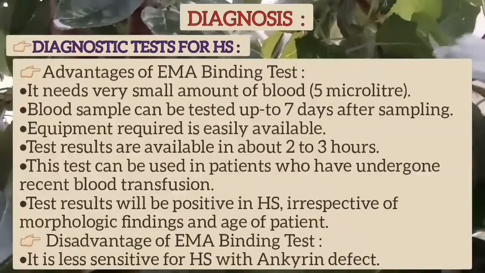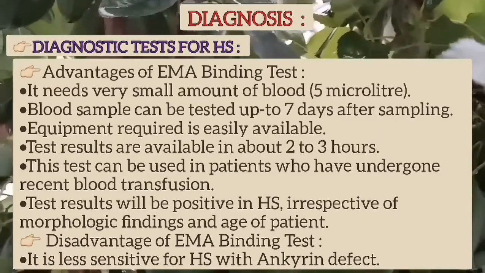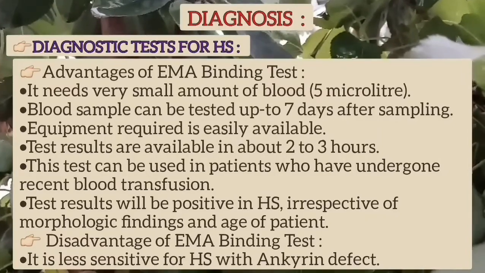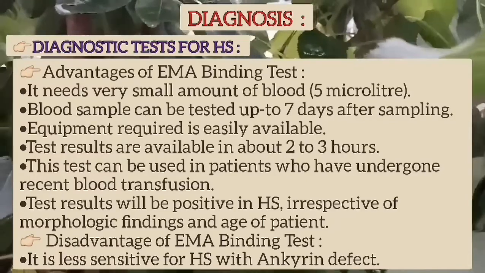Now, the advantages of eosin 5 maleimide binding test is that it needs a very small amount of blood, about 5 microliter, and the blood samples can be tested up to 7 days after sampling.